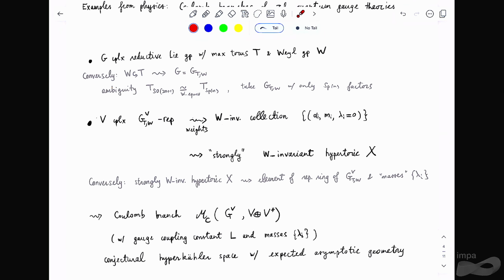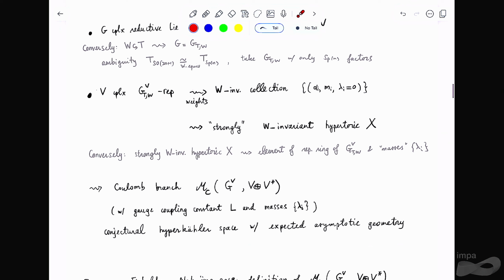Conversely, if you get one of these strongly W-invariant hypertoric varieties, then you almost get a complex representation. More generally, the same data gives you an element of the representation ring of the Langlands dual group, meaning that you can also take formal sums and differences of representations.